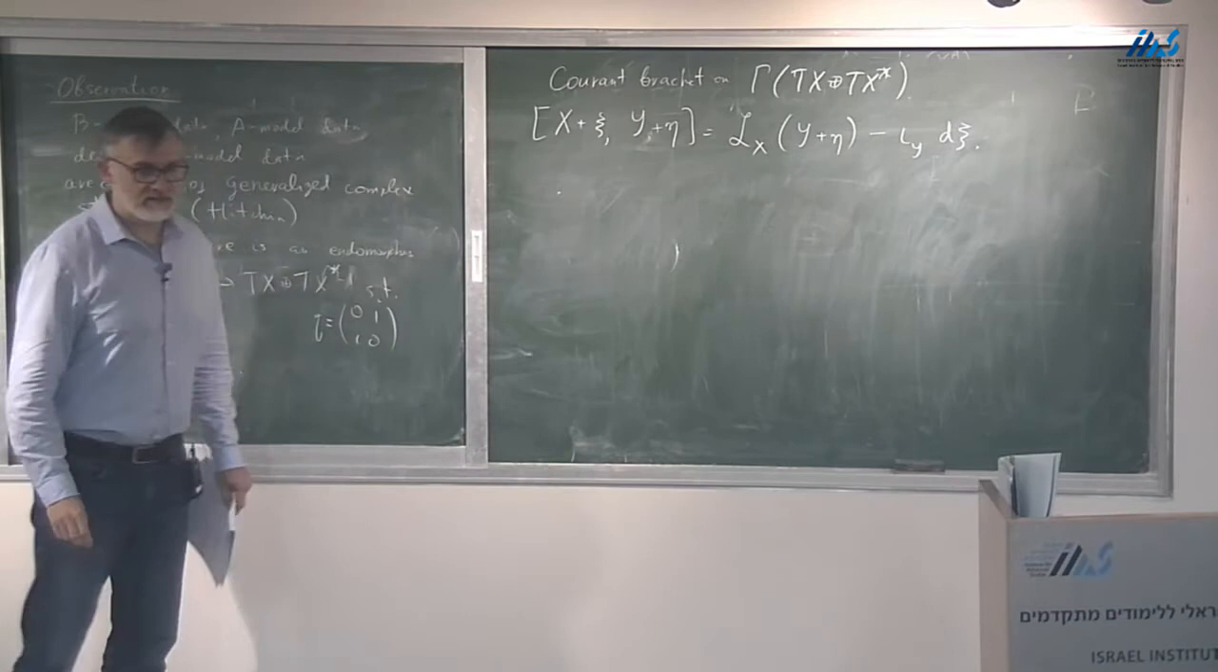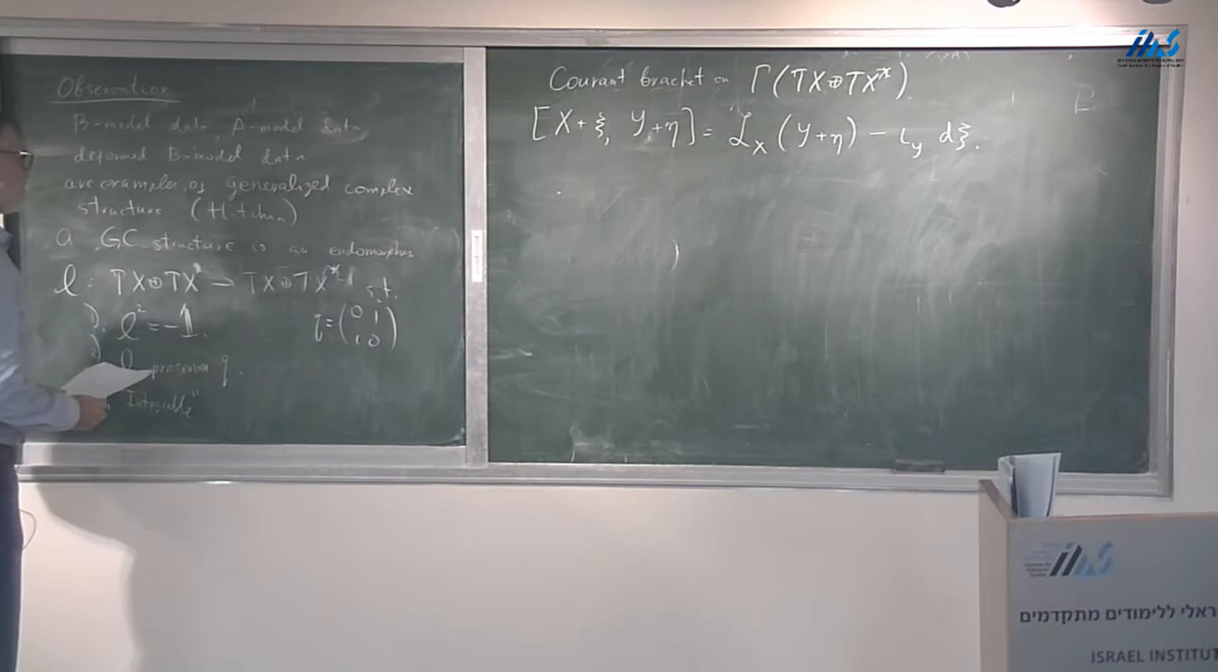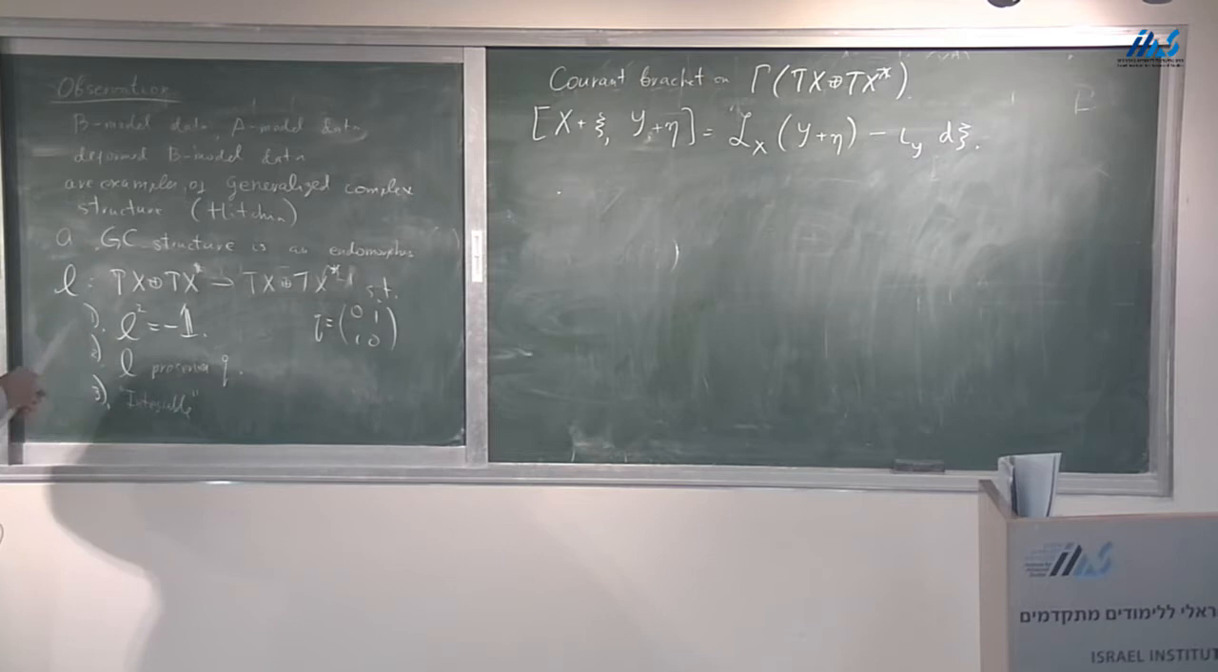And it's actually skew-symmetric on isotropic subspaces of this sort, with respect to Q. So this is the definition, and so, for example, why is it called a generalized complex structure?